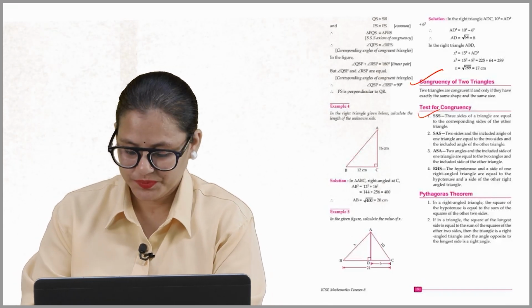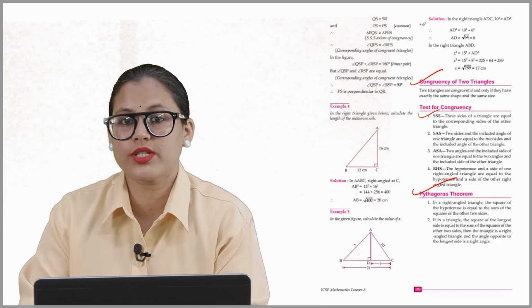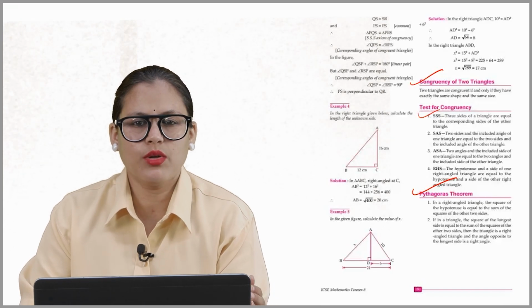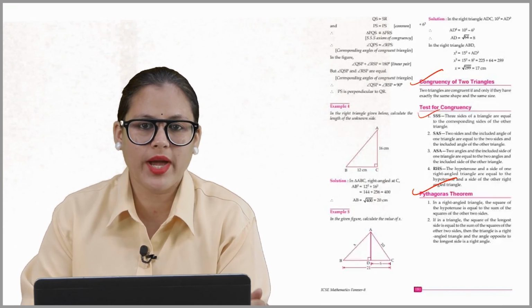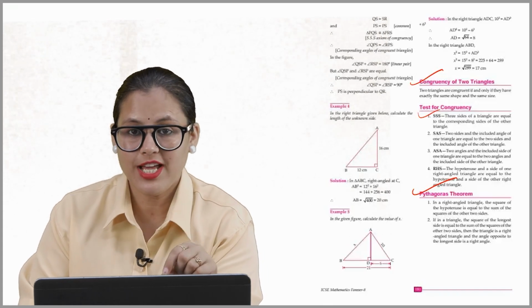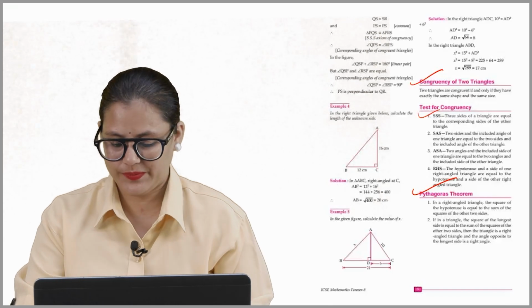Pythagoras theorem. In a right angle triangle, the square of the hypotenuse is equal to the sum of the squares of the other 2 sides. 2. If in a triangle, the square of the longest side is equal to the sum of the squares of the other 2 sides, then the triangle is a right angle triangle and the angle opposite to the longest side is a right angle.